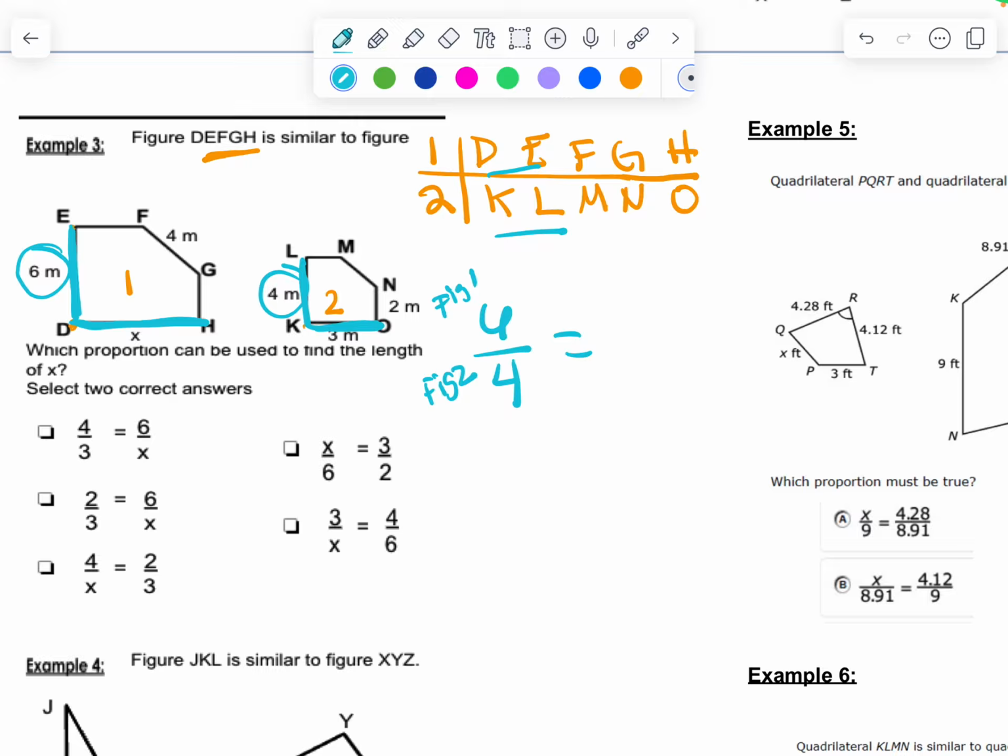All right, and then they're asking for the X. Since I have figure 1 on the top, I'm going to put the X on the top, and X corresponds with 3. Again, there's 20,000 different ways you could create an equation or proportion, I'm sorry. You can do whatever makes more sense to you. So I know that, let me erase this so you can see this just a little bit better. Oops, sorry.